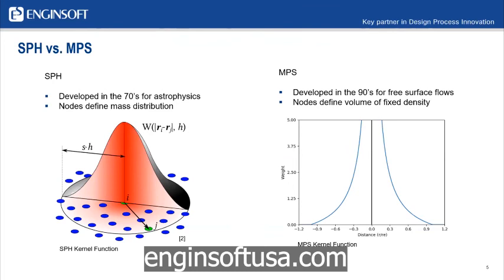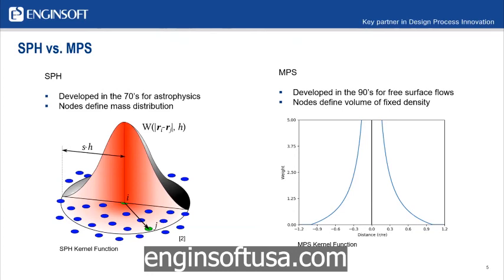To address this, MPS was developed in the 90s out of the University of Tokyo. It was taking a similar approach, but different enough that it could more readily handle free surface flows. So instead of a distribution at the node, you have a volume of fixed density. And then you have different kernel functions. These define how the two particles interact with each other based on distance. So you have an asymptotic function instead of this smooth differentiable function. So this can be much more readily thought of as a marble rather than almost a cloud of dust in the case of SPH. So this lends itself very well to free surface flows.